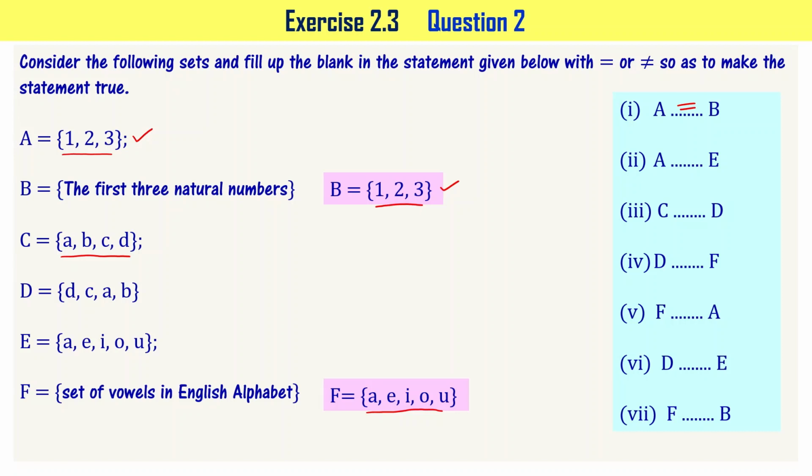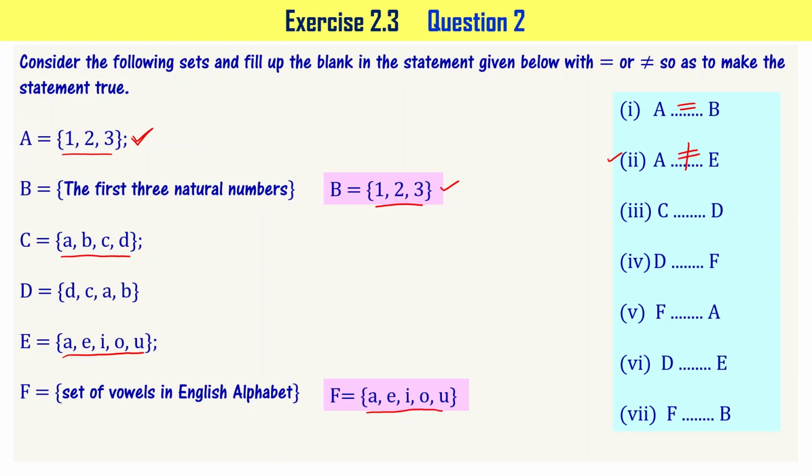Now the second question is A equal to E or A not equal to E. We have to find that, right? We have seen just now, A is the set containing elements 1 to 3. When it comes to E, E contains elements A, E, I, O, U, right? As you have seen, both the sets are not containing the same elements. It means A is not equal to E.